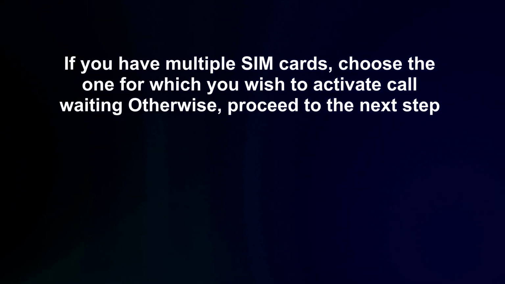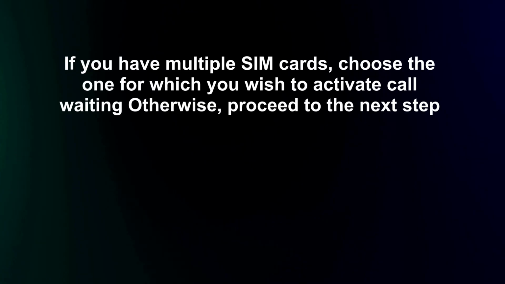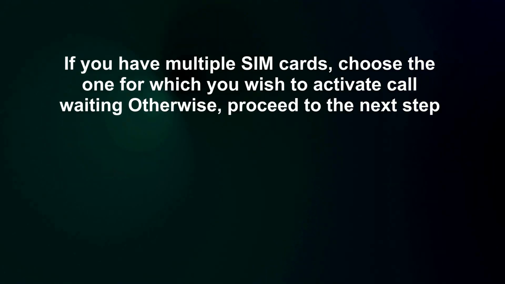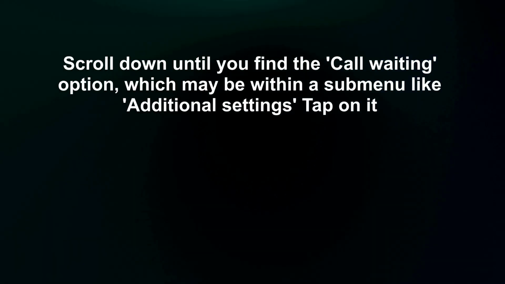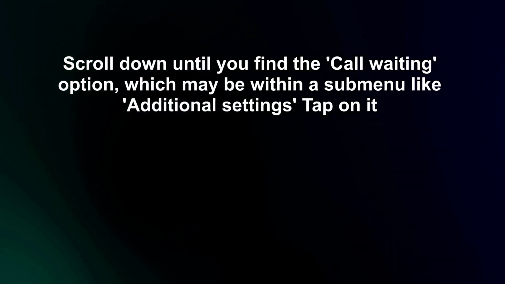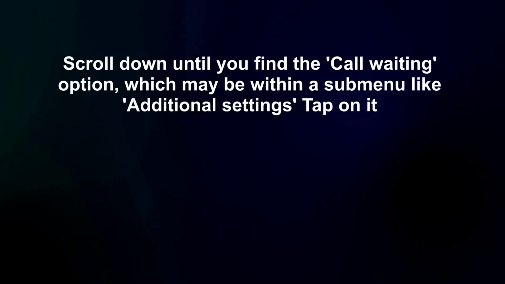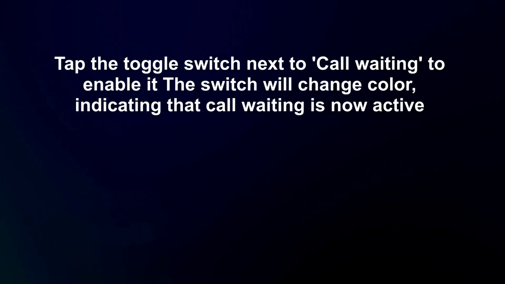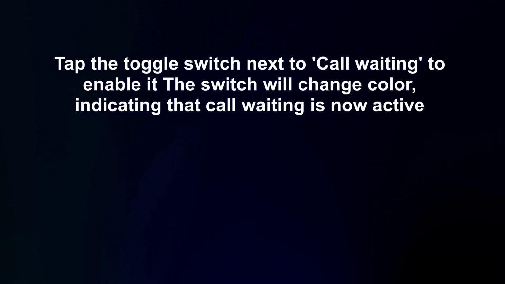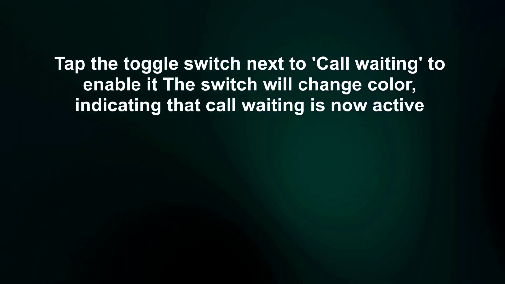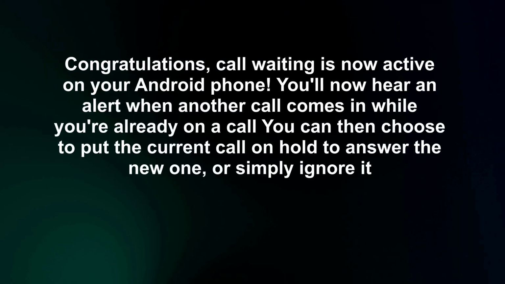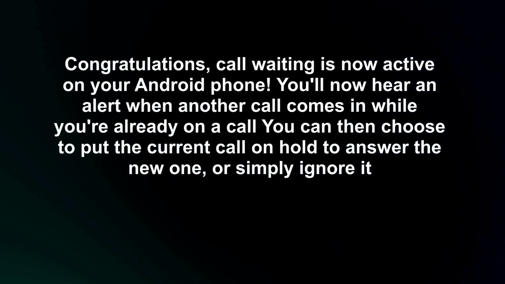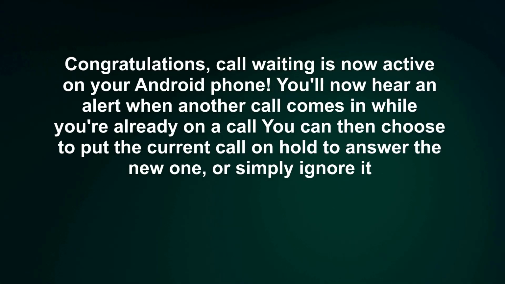If you have multiple SIM cards, choose the one for which you wish to activate call waiting. Otherwise, proceed to the next step. Scroll down until you find the call waiting option, which may be within a submenu like Additional Settings. Tap on it. Tap the toggle switch next to call waiting to enable it. The switch will change color, indicating that call waiting is now active. Congratulations, call waiting is now active on your Android phone.